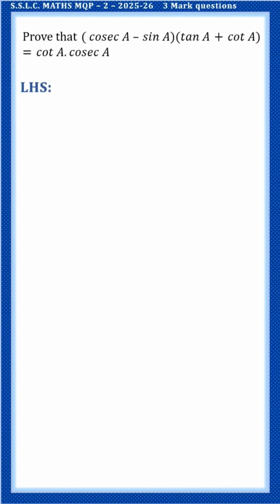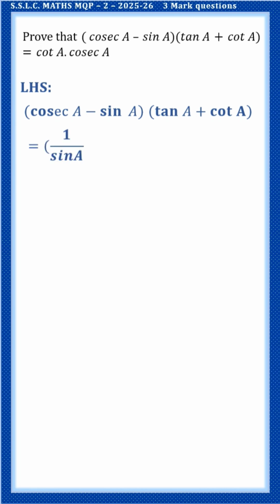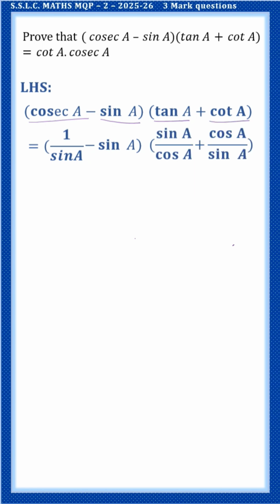Here the LHS is (cosec A minus sin A) into (tan A plus cot A). Now let us convert the ratios into sin and cos. Cosec A is equal to 1 upon sin A. Let us retain sin A as such. Here tan A is equal to sin A upon cos A, and cot A is equal to cos A upon sin A.